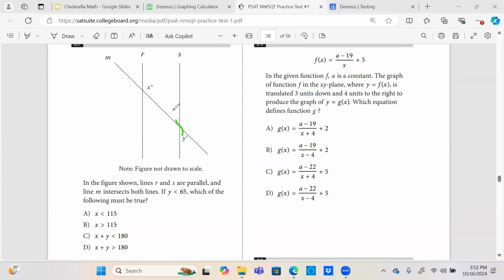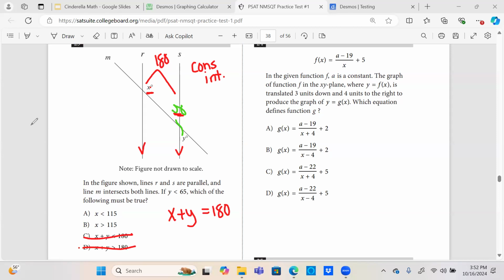Vertical, we can just come across. This is y. And now these two together add up to 180, because if the lines are parallel, which they said they are, these two, the x and this green y, are consecutive interior. So x plus y has got to equal 180, which will take out choice D, because that says it'll be bigger, and it'll take out choice C, because that says it'll be smaller. That's not true. It will equal 180.